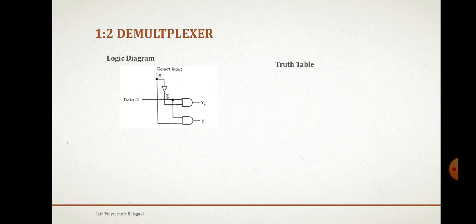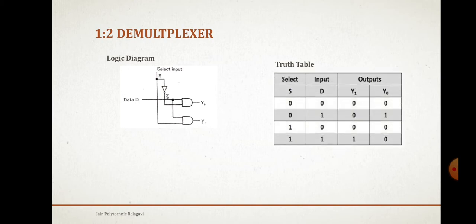You can observe that when the select line s equals 0, the first AND gate is enabled, while the second AND gate is disabled. Then the data from the input flows to the output line y1. Similarly, when the select line s equals 1, the second AND gate is enabled and the first AND gate is disabled, so the data is passed to the output y0.